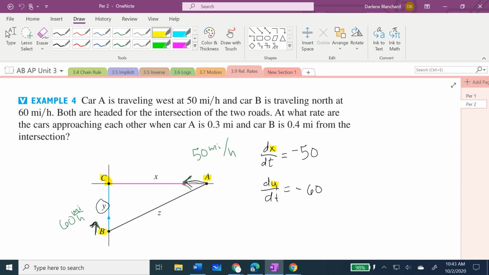Now, also, trying to read the wording of this is just hideous. This asks, at what rate are the cars approaching each other? And then the "when." Oh, I highlighted the "when." I don't want to highlight the "when." Come on, do what I want.